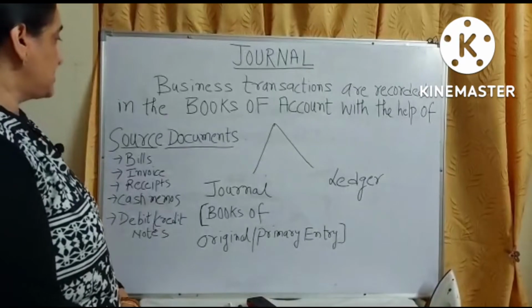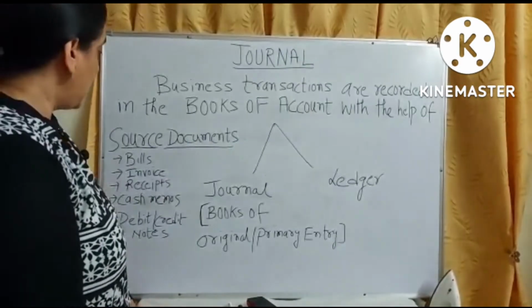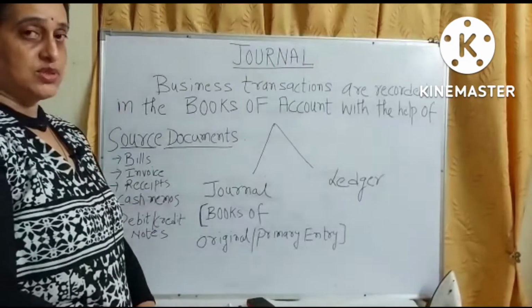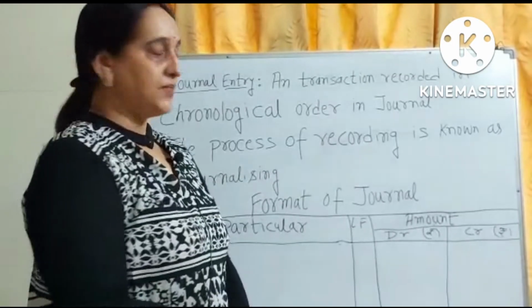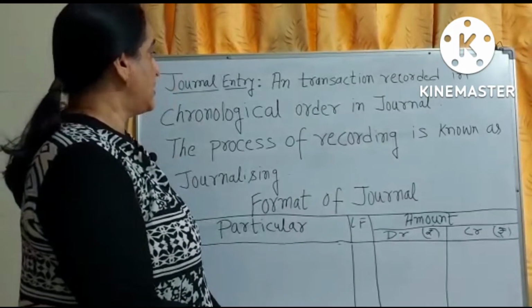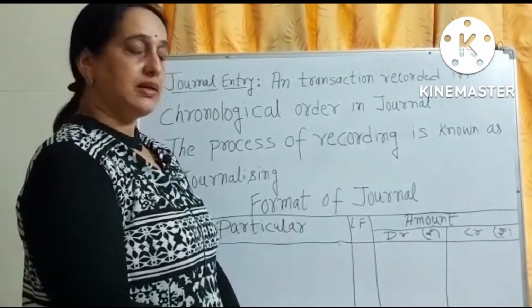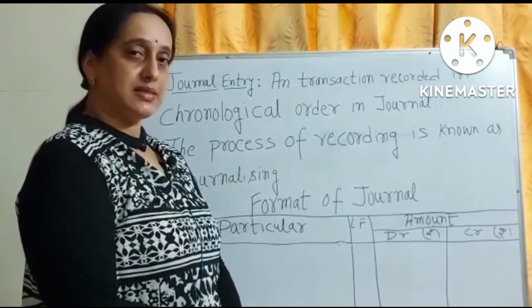And the source documents with the help of which transactions are recorded in journal are bills, invoice, receipts, cash memos, debit and credit note. Now what is a journal entry? When a transaction is recorded in chronological order in the journal, it is known as journal entry, and the process of recording it is known as journalizing.